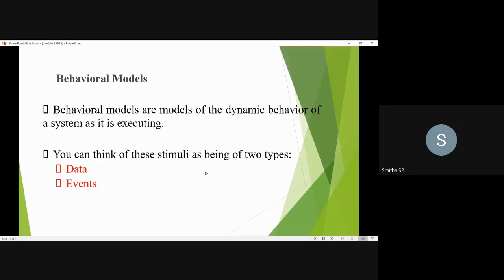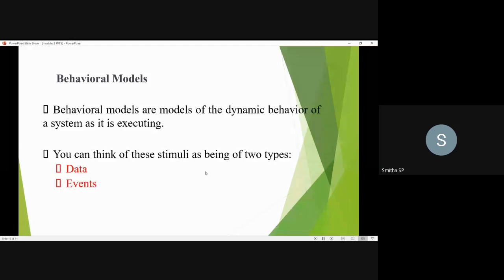In today's session, we will be discussing behavioral models. Behavioral models are the models that represent the dynamic behavior of a system as it is executing. They show what happens, or what is supposed to happen, when a system responds to a stimulus from its environment. These stimuli can be of two types.